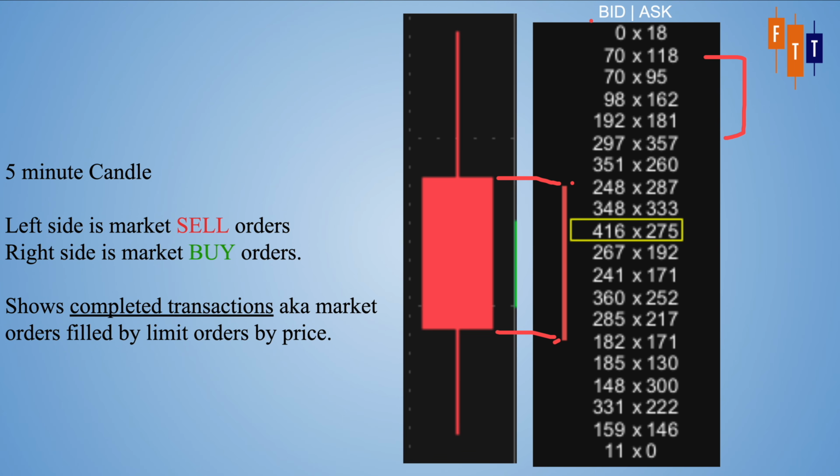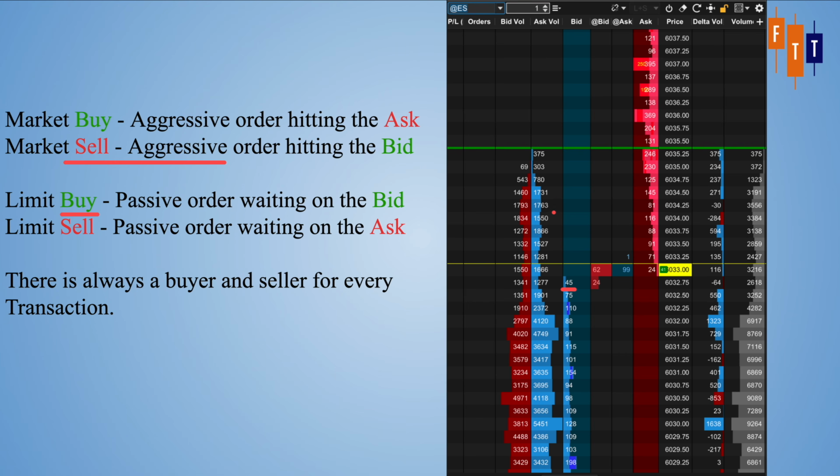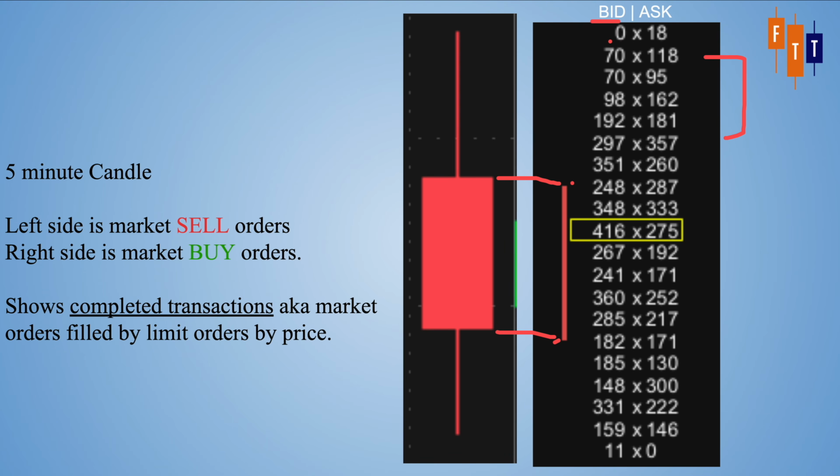All right, the left side is the bid, and this is going to be sell orders. Right, a footprint chart is market orders. These are completed transactions, market orders filling the limit orders. So the left side is the bid, and as we learned about, the bid is market sell and the right is market buy.